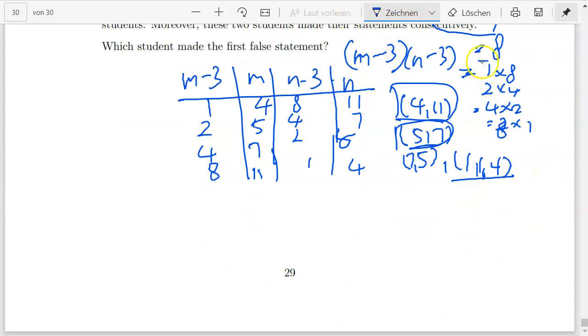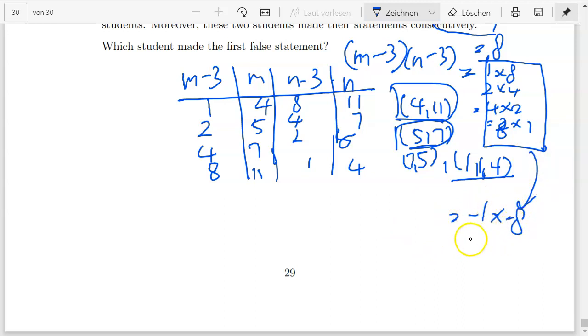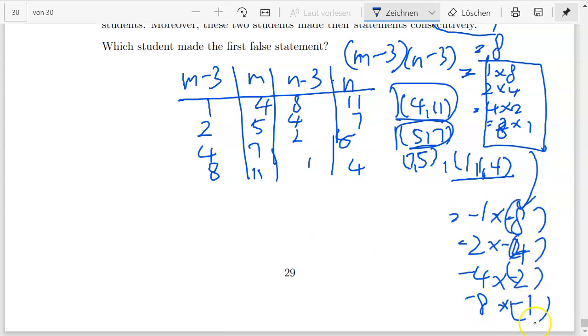Besides these, which are all positive, these are not wrong, but they are just part of the whole equation. So we can also have -1 times -8. We also could have -2 times -4, or -4 times -2, and then -8 times -1. I'm writing it in this way.